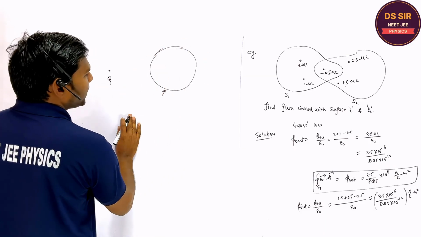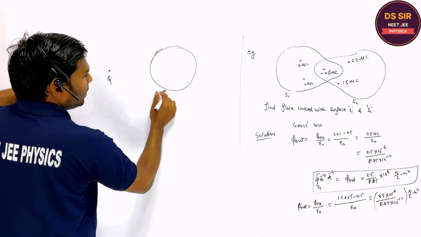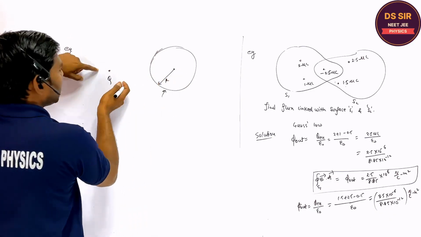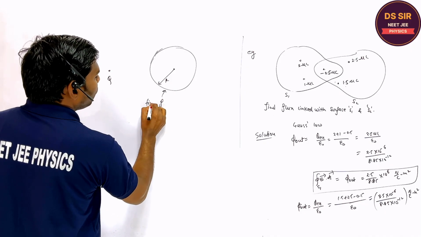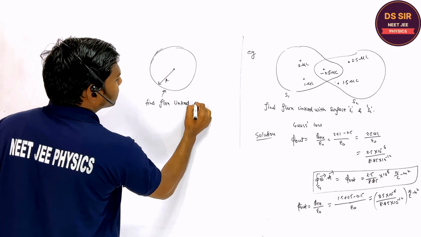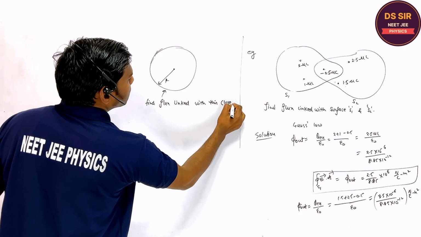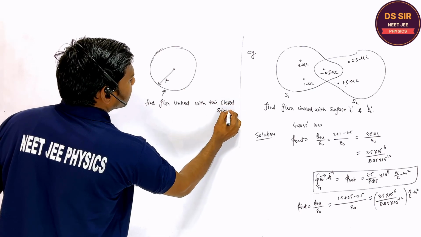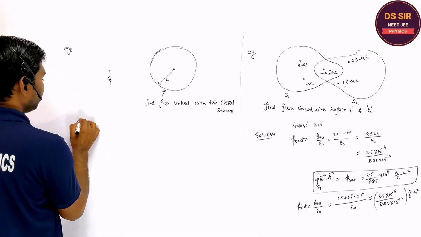So if this is a sphere of radius r and the charge is placed outside, what is the flux? Find the flux linked with this closed sphere. Listen, one thing: how to find it?